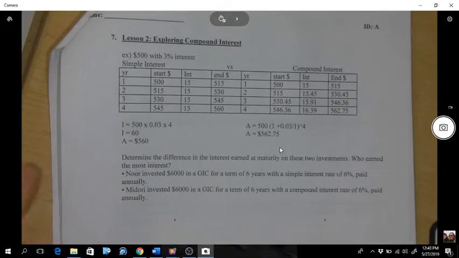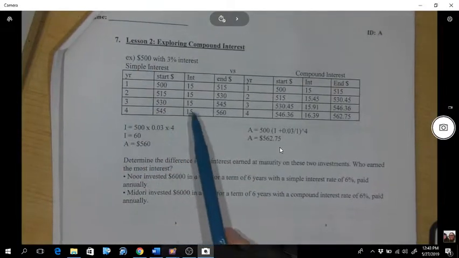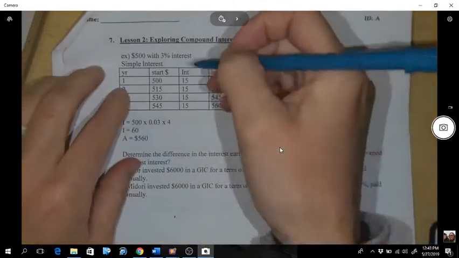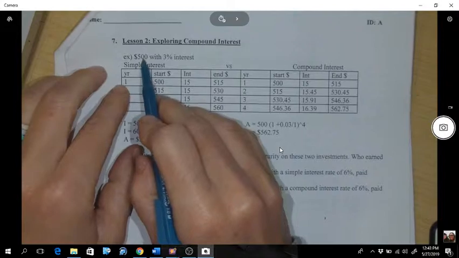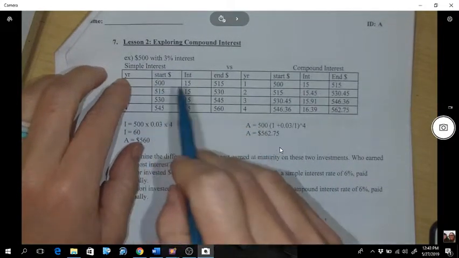Okay, we're going to explore some compound interest. So last time was simple interest. So you're always earning your interest based on your principal amount. So here's an example. One person is going to invest $500 with 3% interest, simple.